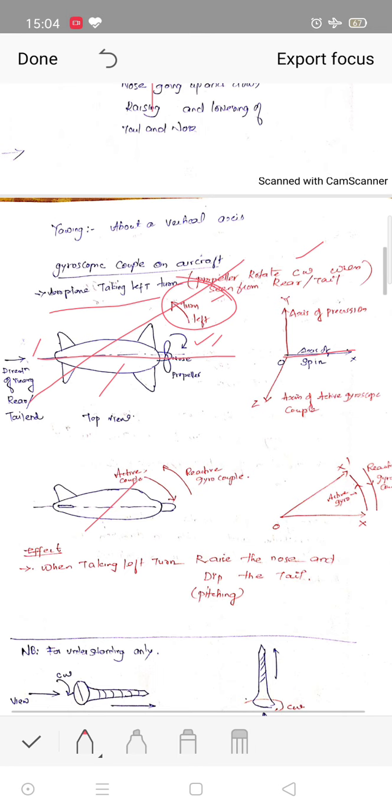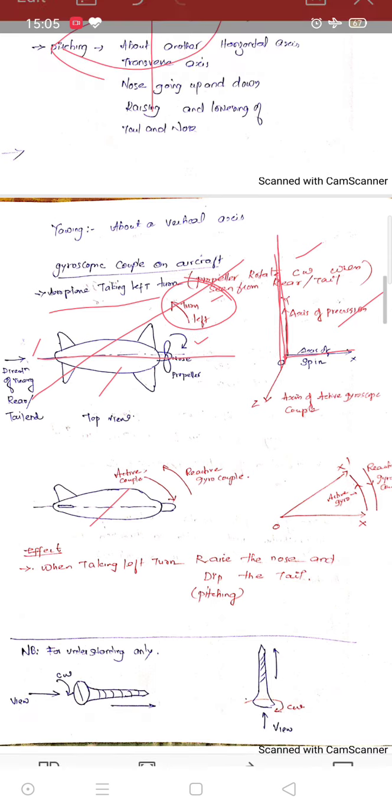When we take a left turn, the axis of spin is rotating along the y-axis. The rotation of the axis is called precession motion. Which axis is the axis rotating about? The y-axis. So the y-axis is called the axis of precession. If the x-axis is the axis of spin and the y-axis is the axis of precession, then the z-axis will automatically be the axis of active gyroscopic couple.